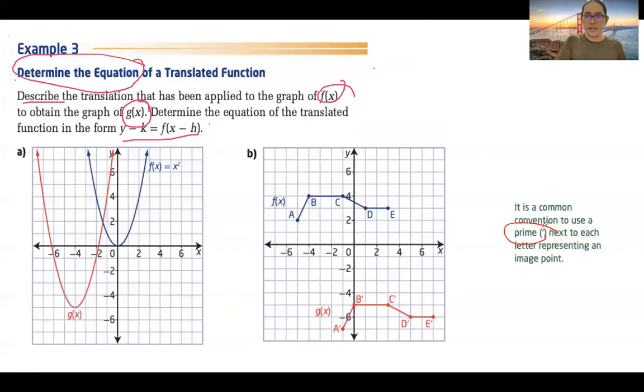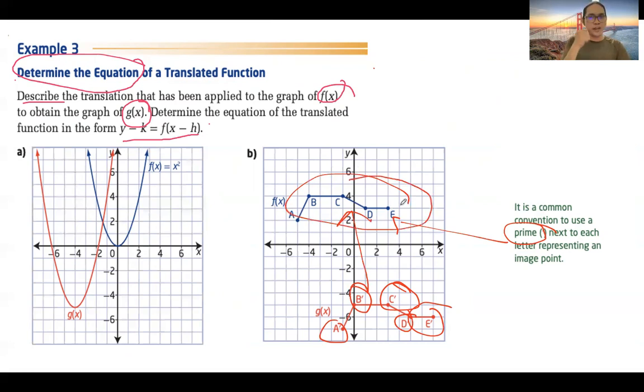the prime in here next to the letter representing an image point. As you can see it here, we use the prime here to show that we have a new image. This is the new image taken from the points of this function. So I hope we are clear about this one. Yes, you can do it.